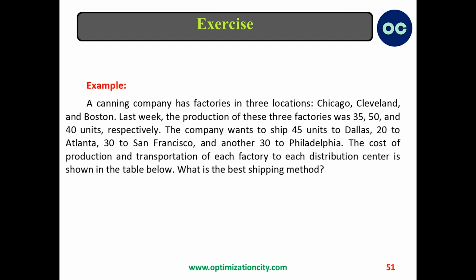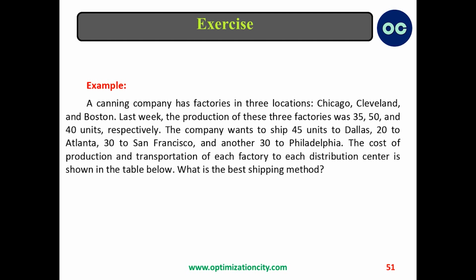A canning company operates factories in three cities: Chicago, Cleveland, and Boston. During the previous week, the production output of these factories was 35 units from Chicago, 50 units from Cleveland, and 40 units from Boston. Now the company aims to transport this product to four different distribution centers: Dallas, Atlanta, San Francisco, and Philadelphia. The desired quantities to be shipped are 45 units to Dallas, 20 to Atlanta, 30 to San Francisco, and another 30 units to Philadelphia.